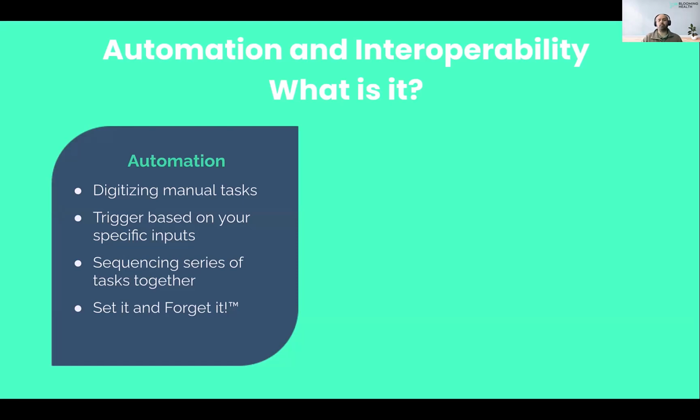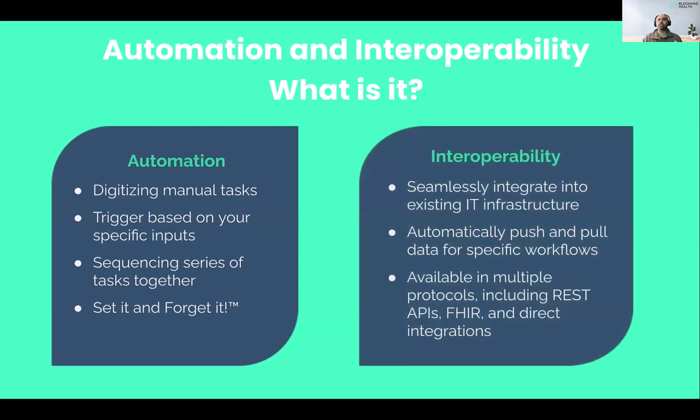And lastly, it's set it and forget it, right? The whole idea here is these things that you're doing today, once you set them up, you can just run them and they will run consistently without fail and get the data that you need, and that it will send it to the right places where it needs to go.